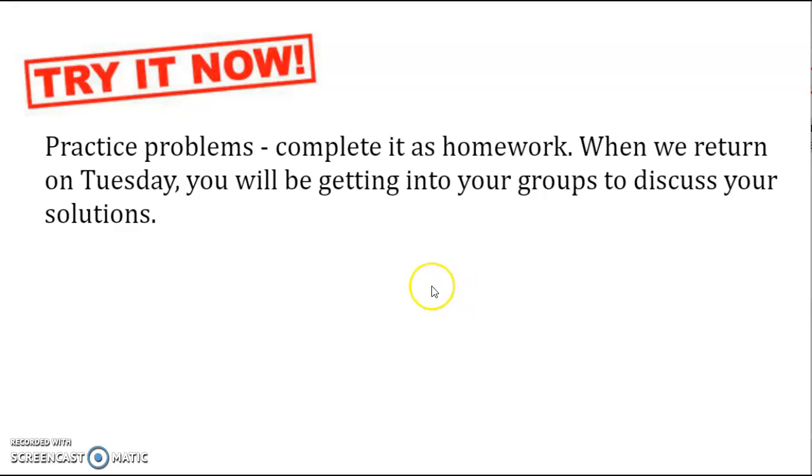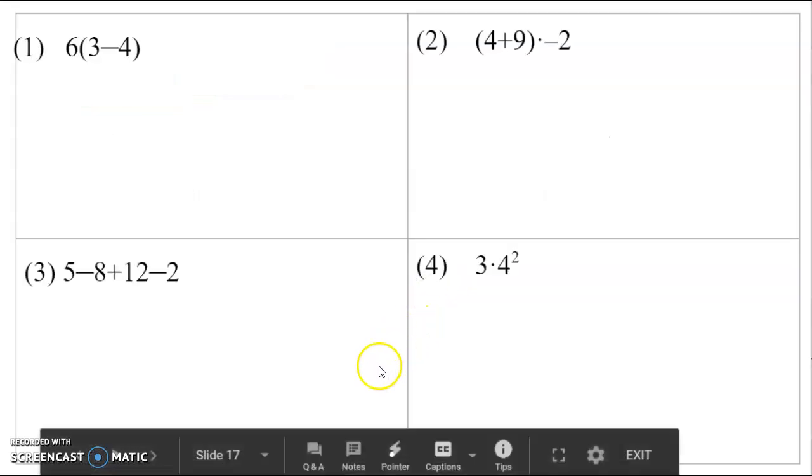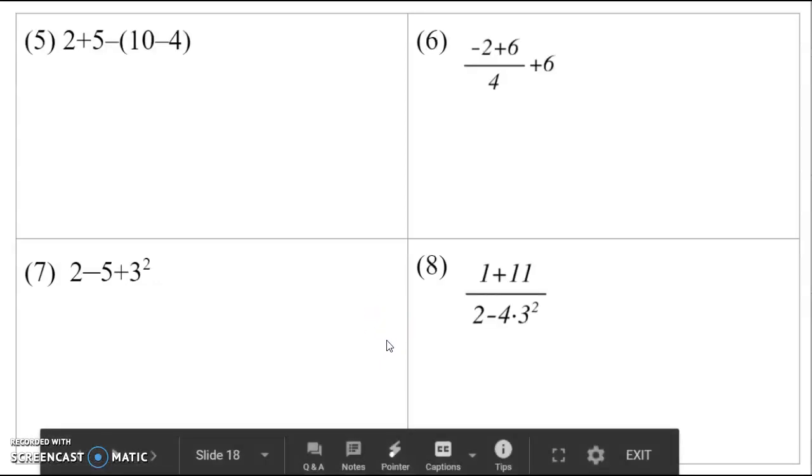So I'm going to show you the 8 problems. So here it is. You should pause the video and try to do the problems yourself. Okay, and I'm going to show you the other one because I'm going to be running out of time too. Okay, so this is the second slide. So these are all the problems that you need to be working on.